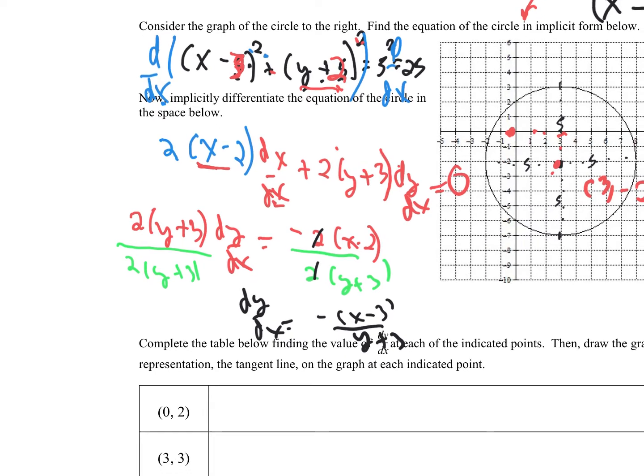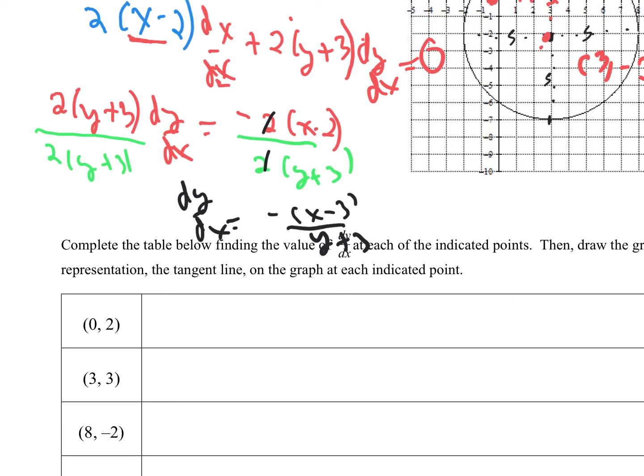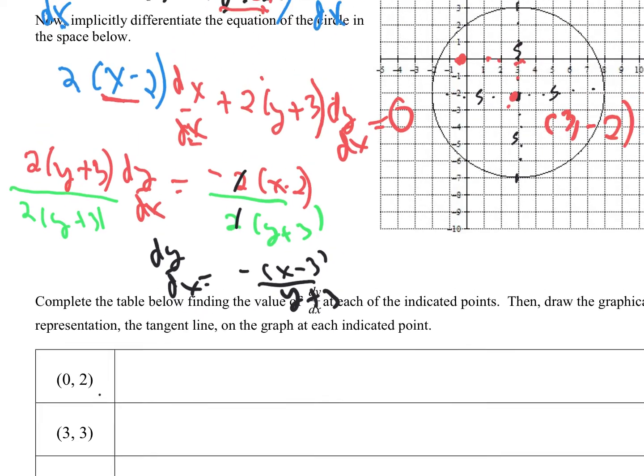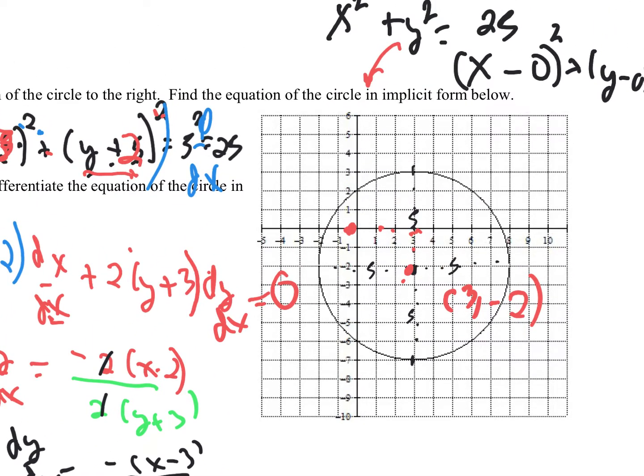Why did he want me to do that derivative? Complete the table below, finding the value for each of the indicated points. Oh, we're going to actually find the slope of that circle at various locations. 0, 2. So 0, 2 is right here. That's what it looks like graphically.